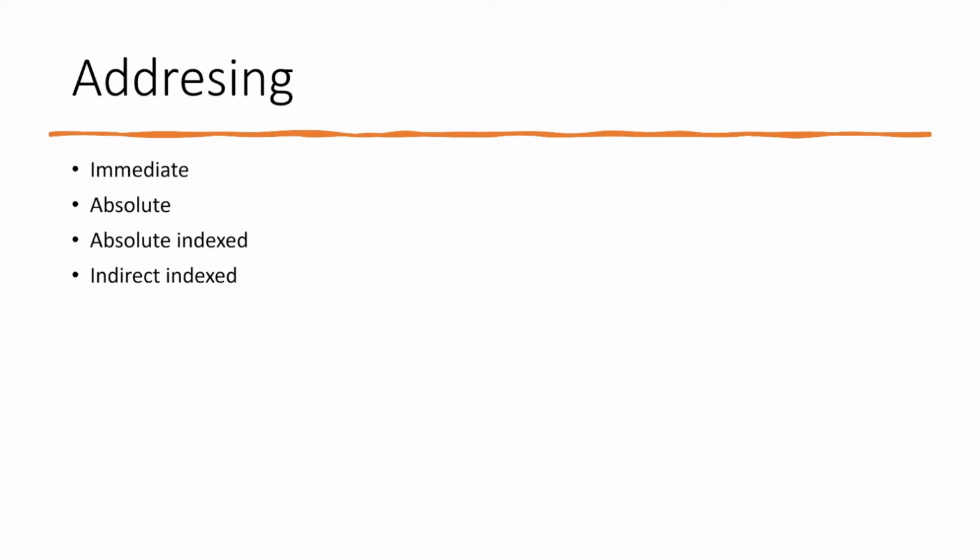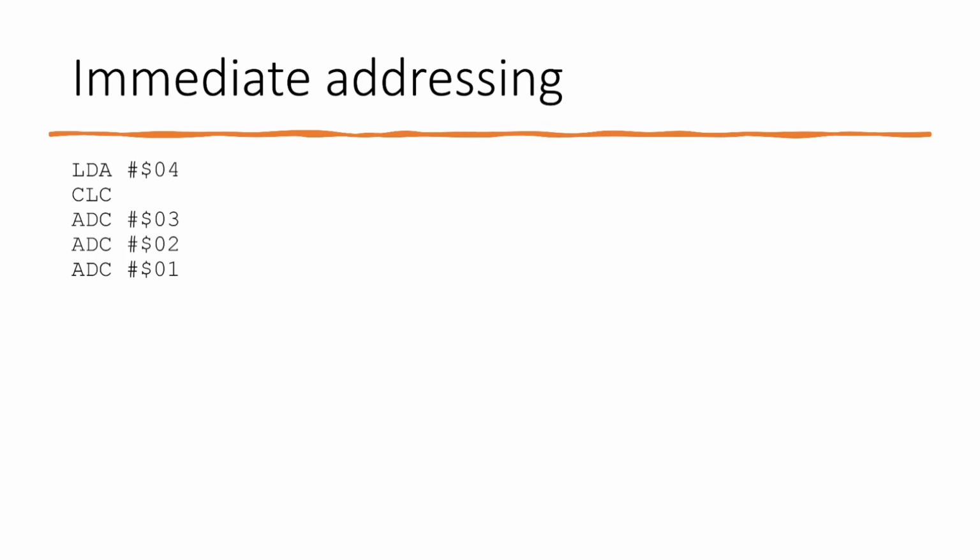Now for the addressing. There are 4 different types of addressing in the 6502 world. The immediate one is when you are dealing directly with the values. For example, if you say LDA #$04, you are saying put the value of 04 hexadecimal into the accumulator, the A register. Then in this example we are doing clear carry, and then we are adding the value of 3 to the A, then the value of 2 to the A, and the value of 1 to the A, the A being the A register and the value being the actual number that is on the screen.